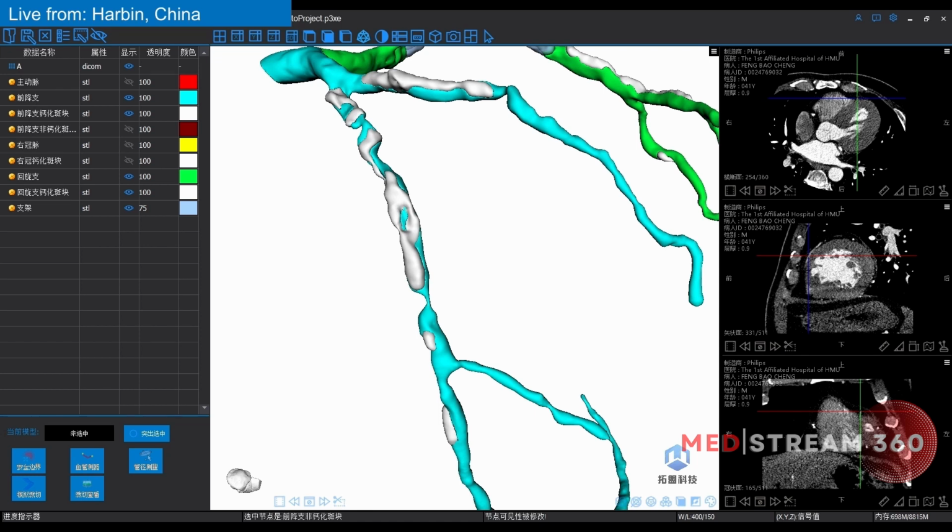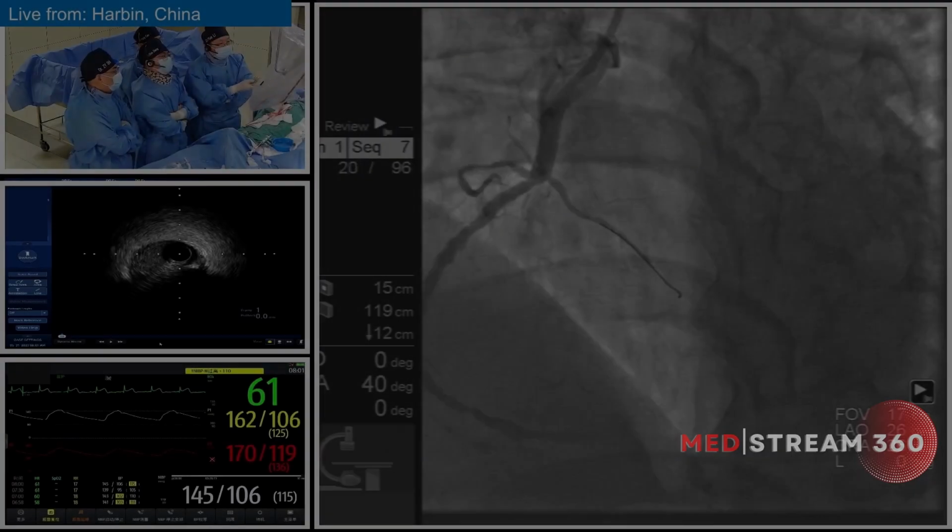The first time, the operator used a CP wire and made the wire come into the CTO body, but it still couldn't reach the distal true lumen. In the distal part, just at the diagonal branch area, there is no large calcified plaque. This is the first angiogram.